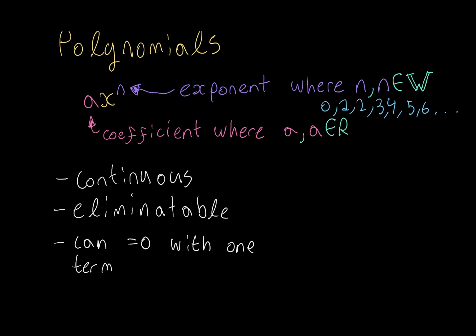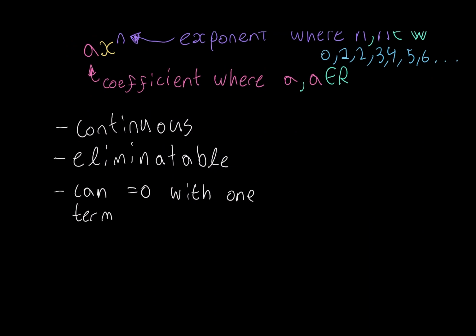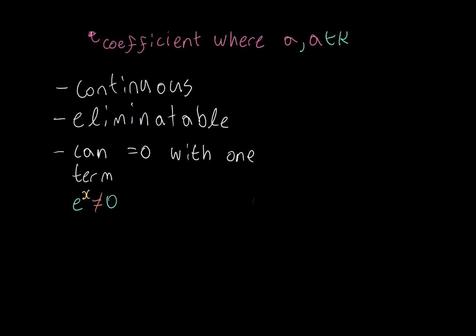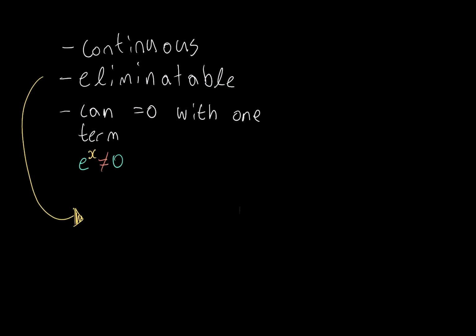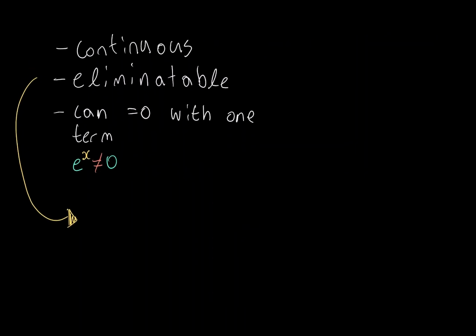Now this might be vague, but it'll become more evident later. So for example, e to the power of x can never equal 0, excluding limits, of course. And we're going to elaborate on this, being able to eliminate polynomial terms. So polynomials are kind of constant-like. And what I mean by this is the following.